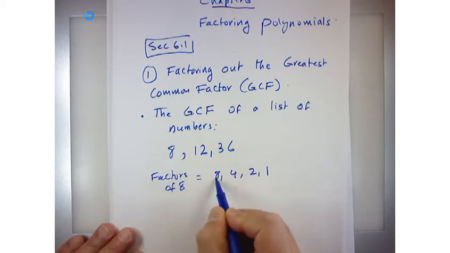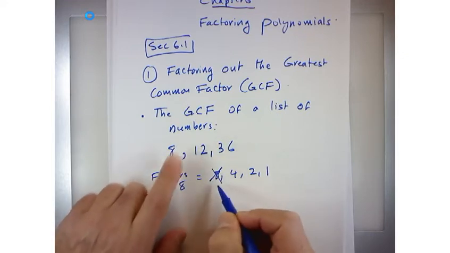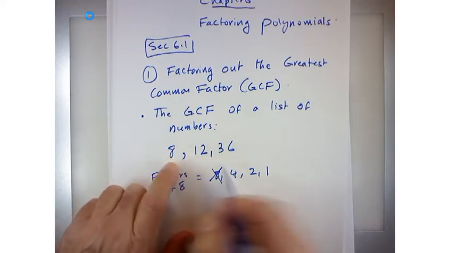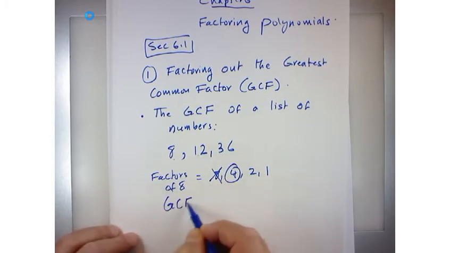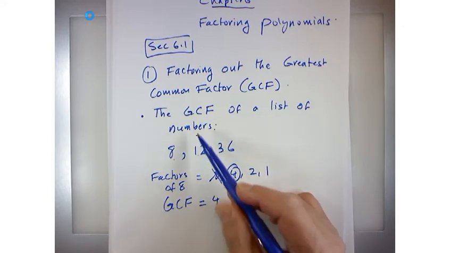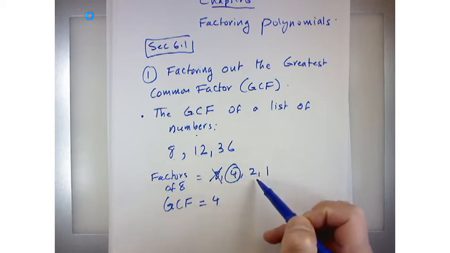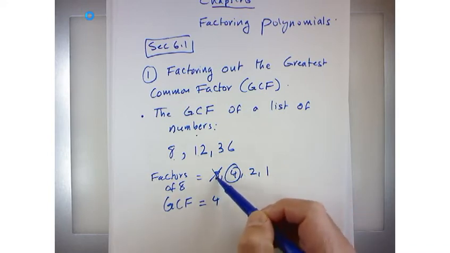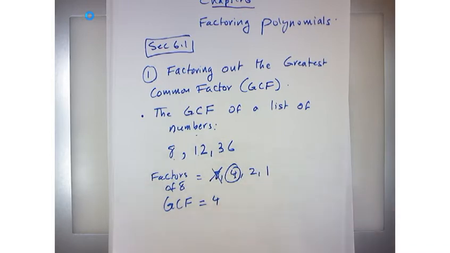You start with 8. Does 8 divide 8, 12, and 36 evenly? No, it just divides 8 only. Does 4 divide 8, 12, and 36? Yeah, so that must be the greatest common factor. So to find the greatest common factor of a list of numbers, you pick the smallest number, you list its factors, just like we did with the 8. You start with the number itself, then you go down until you find a number that divides all of them evenly. Now, if we have a list of expressions, how do we find their GCF?